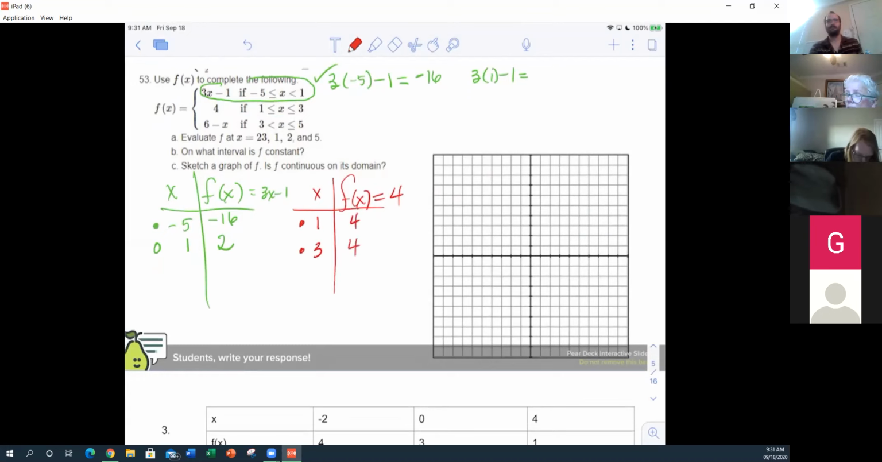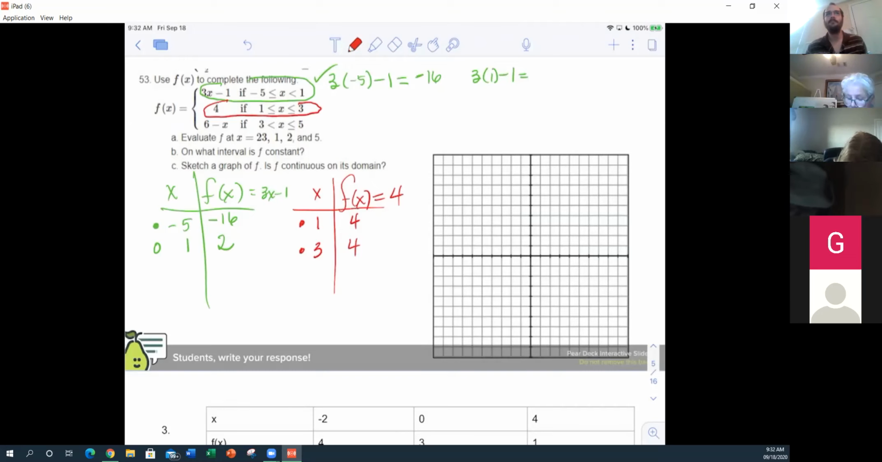No, it's still 4, right? Because in this interval, no matter what number you pick, it's going to be 4, because f of x equals 4. It's like a horizontal line, constant. Does that make sense? Okay. Because there's no variable attached to that 4, no matter what number you pick between 1 and 3, it's going to be 4.